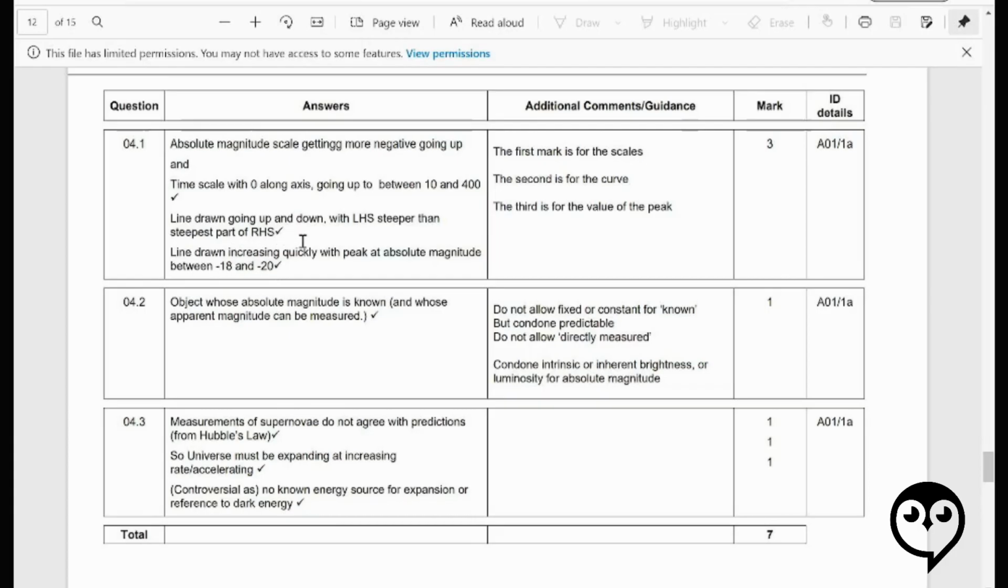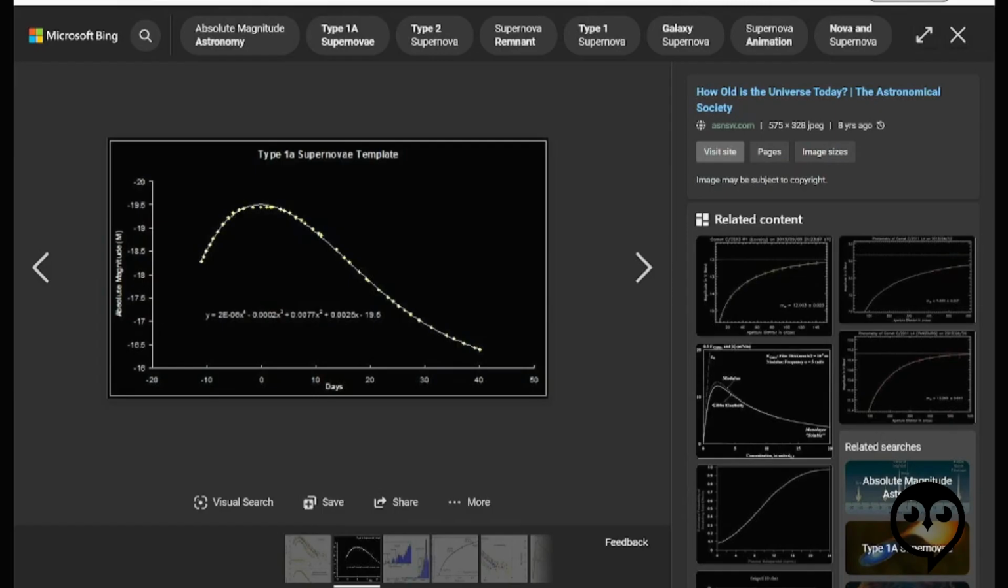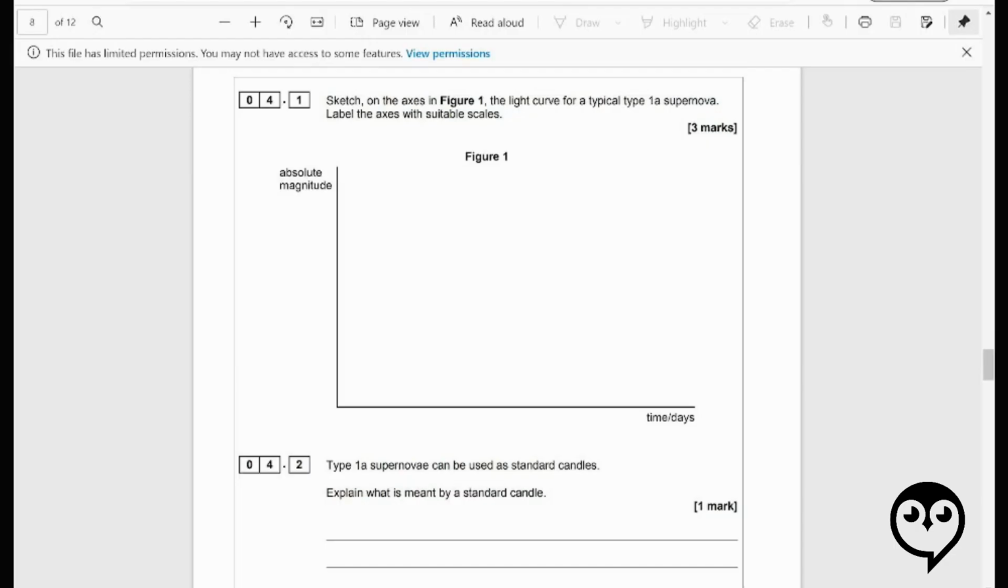And a line drawn increasingly quickly with a suitable peak absolute magnitude between -18 and -20. So again, this is very specific. I'm assuming this is numbers you need to know. You can see on this graph here, they've got -19, -20. They're going to give you on your question over here, they're going to say between -18 and -20. So make sure you know what you need to know for your specific exam boards.